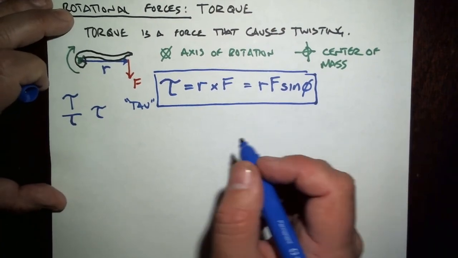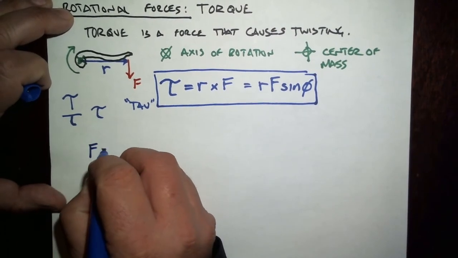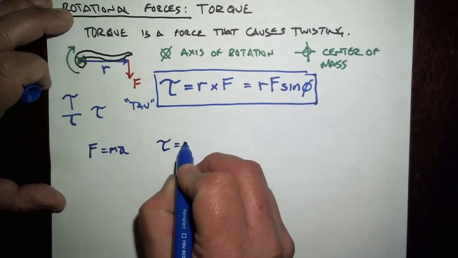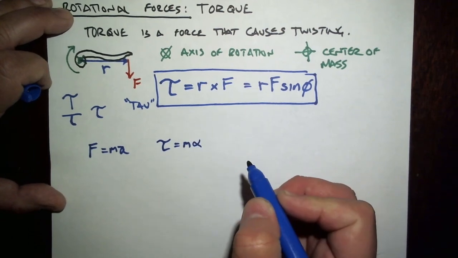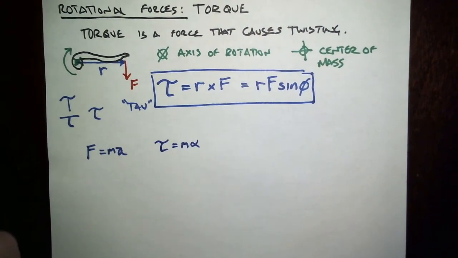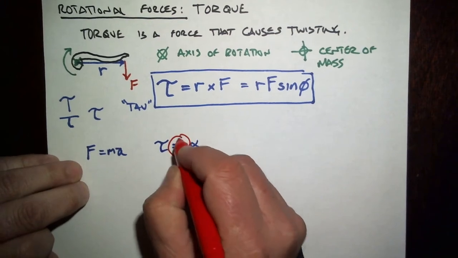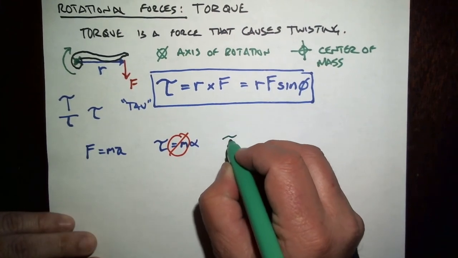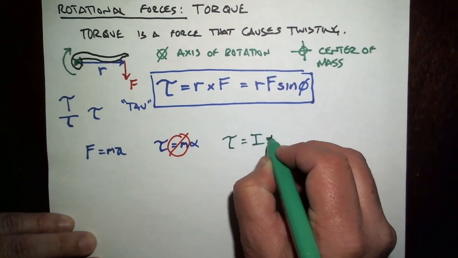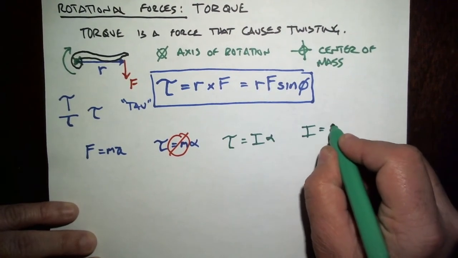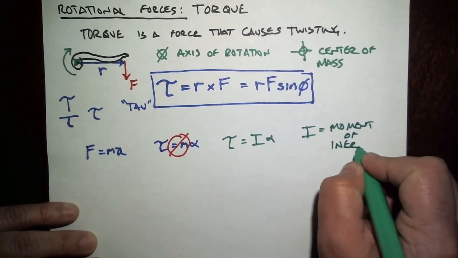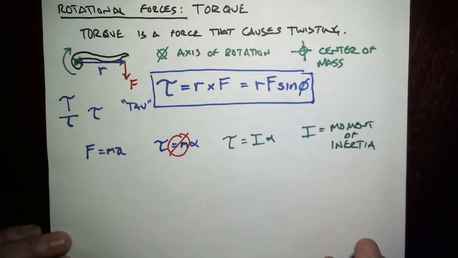Now, in the world of linear forces, we said Newton's second law, F equals m times a. So you would think that we would say, hey, tau equals m times alpha. But that is not true. It's not just m anymore. When we're spinning and moving things around in a circle, the mass alone is not the most important thing. What is important is the moment of inertia.